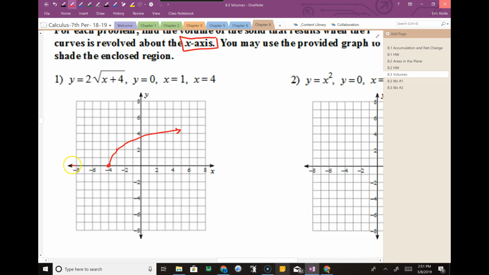Okay, y equals 0 is just the same as the x-axis. x equals 1 is a vertical line at 1, so I'm just going to enclose this right here. And then x equals 4 is right here.